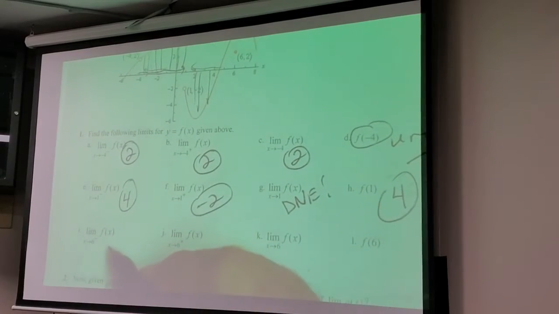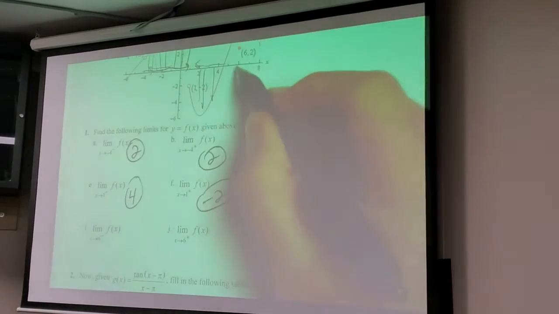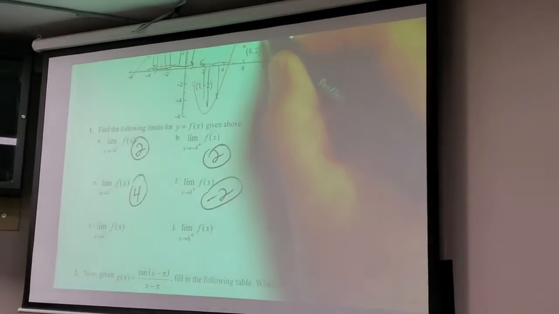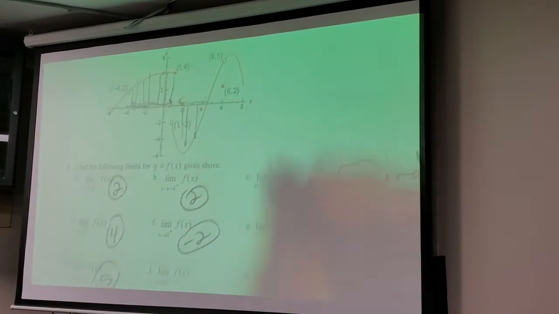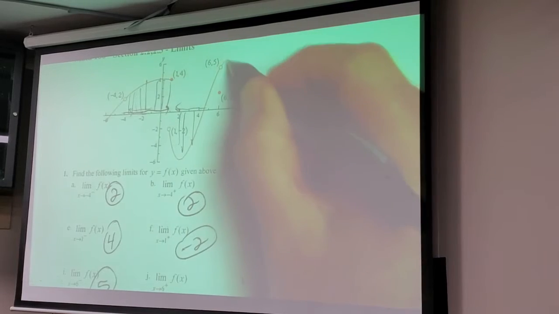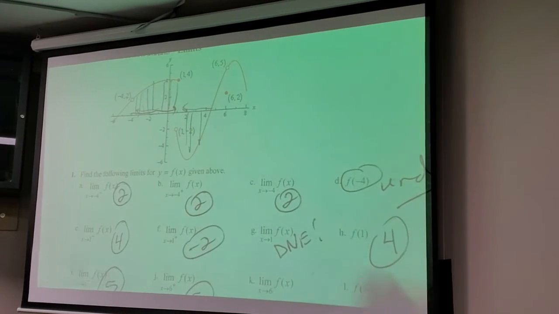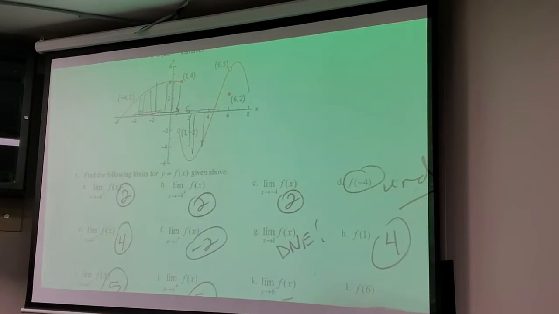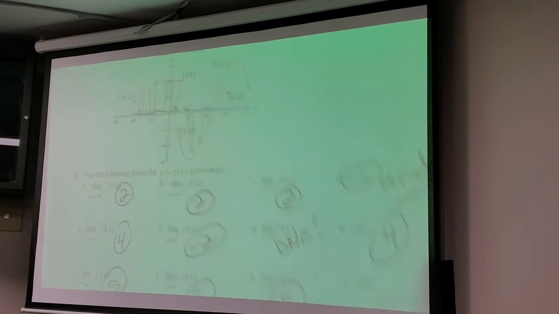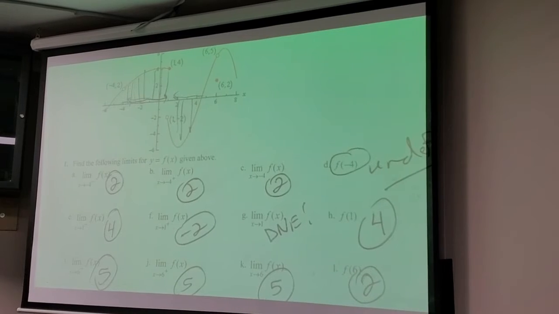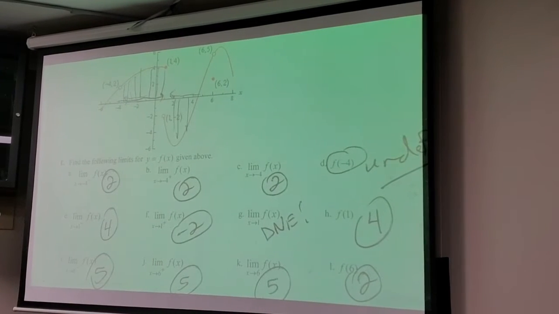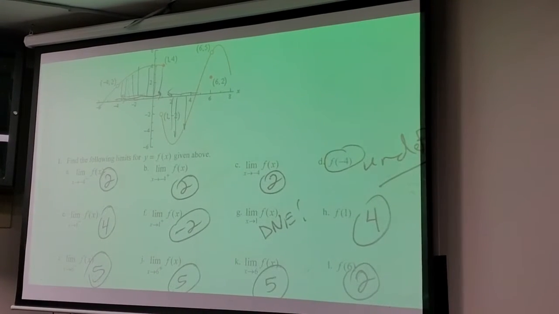And then going to 6 from below, it approaches 5. Going to 6 from above, of course, it goes to 5. And so going to 6, the limit is 5. But what's f of 6? 2. It looks like it's going to 5, and then it's a 2.